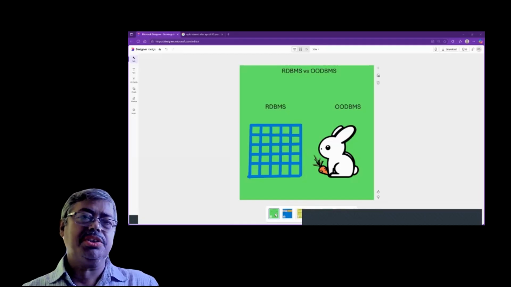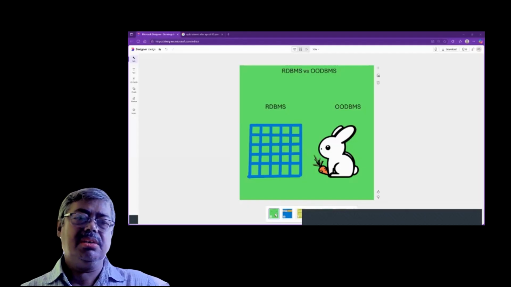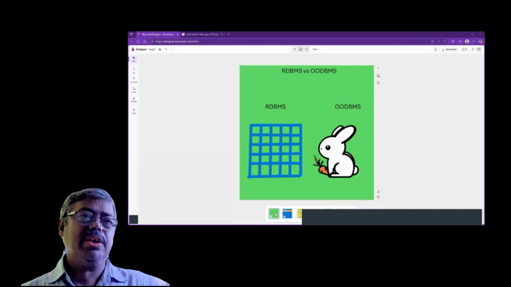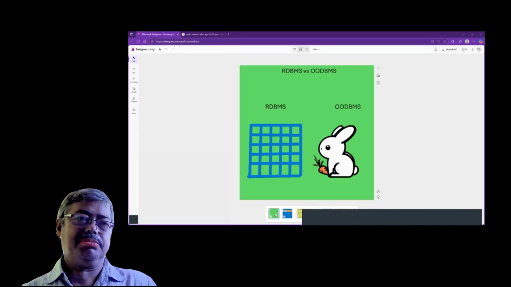ACID property means atomicity, C for consistency, I for isolation, D for durability. Atomicity means if any operation is completed in the relational database management system, it is final. If any rollback is required, the total operation related to it will be rolled back. And this is atomicity. An operation is not partially used. If it is used, it will be permanently completed and permanently committed.